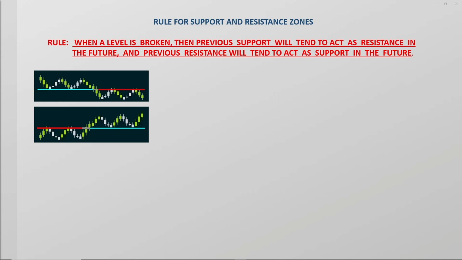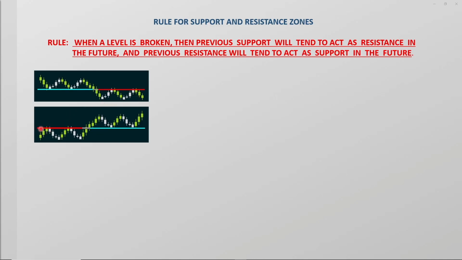There is a rule that when a level is broken, then previous support will tend to act as resistance in the future, and previous resistance will tend to act as support in the future, as shown on the graph on the left. Here we have a support line. The price has come down, it bounces up, comes down, bounces up again until it breaks the support level. Then this support level becomes resistance, as shown in the graph.